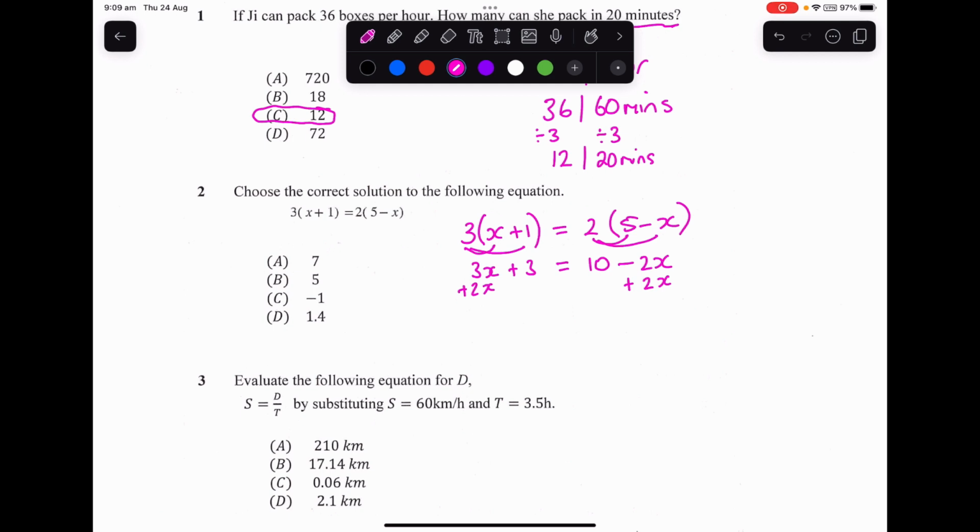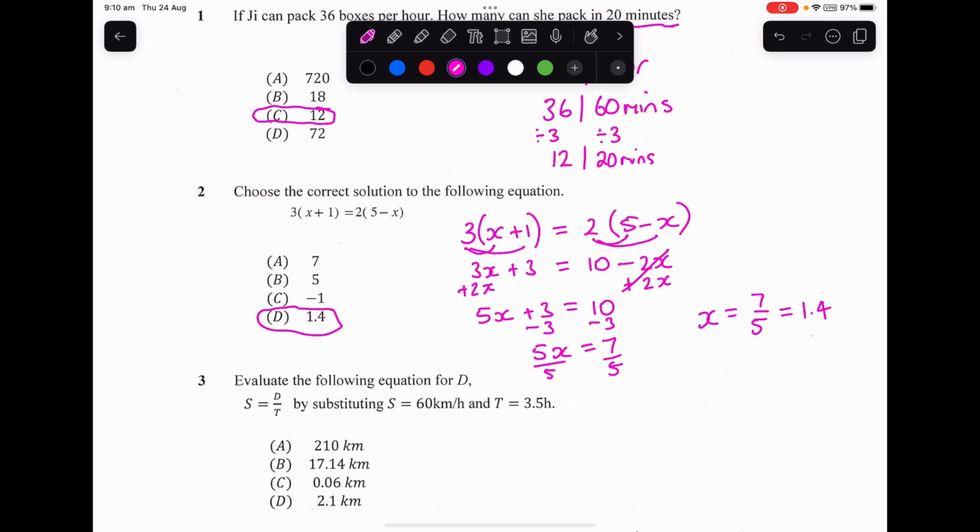So 3x plus 2x becomes 5x plus 3 equals, I haven't done anything to my 10, and minus 2x plus 2x becomes 0, so I can get rid of that. Now I've got a two-step equation, so I'm going to move the 3 to the other side by subtracting it. And we end up with 5x equals 7. I'm going to divide by 5 to get my x on its own, and I'll end up with 7 over 5. Now, that's not one of my answers, so I'm going to use my calculator and do a division. 7 divided by 5 comes out at 1.4, and I can see that answer there at D.